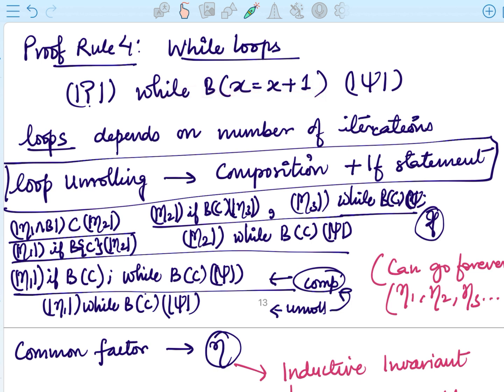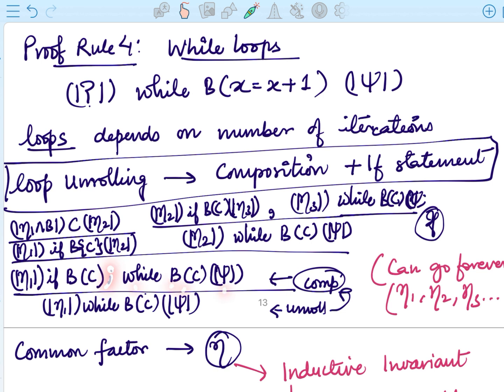And sometimes we don't know that. Then how do we find? Let's say we do not know the number of iterations. So we write it like this. Okay. Here the precondition is eta I. Okay. And we unroll the loop. How do we unroll the loop? The loop can be unrolled with the help of if and composition, both. Okay. So first of all, eta I, B, C, and this is composition, while B, C, psi.